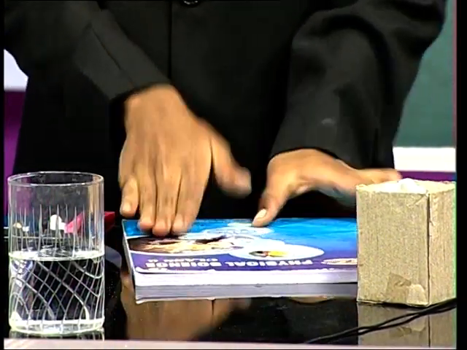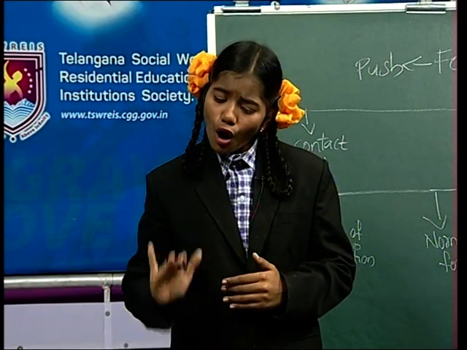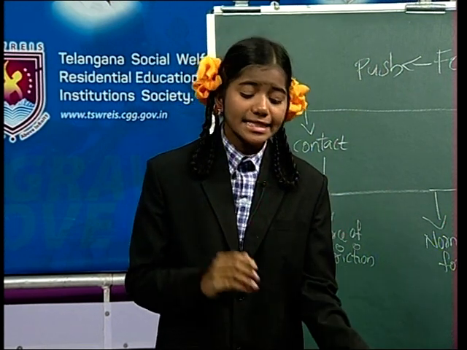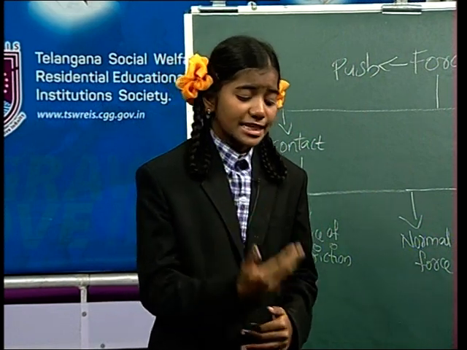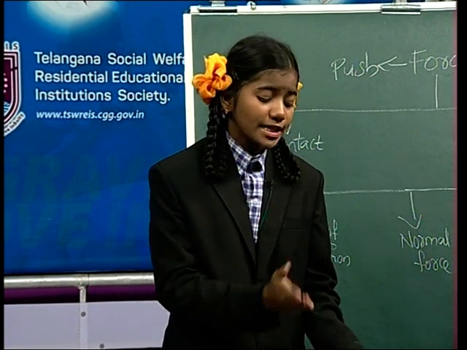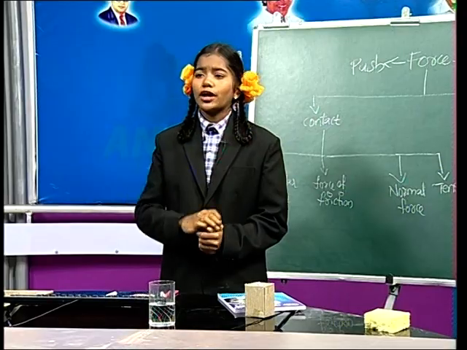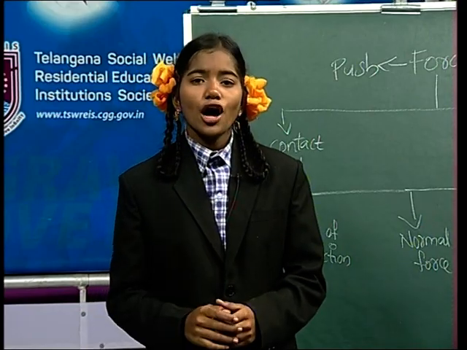Even when the book is lying on the table, the gravity pulls the book down all the time, but it does not fall down because it is supported by the table. Therefore, there exists a force which supports the book against gravity by pushing it upward. What do we call this force? Let us see. Normal force.